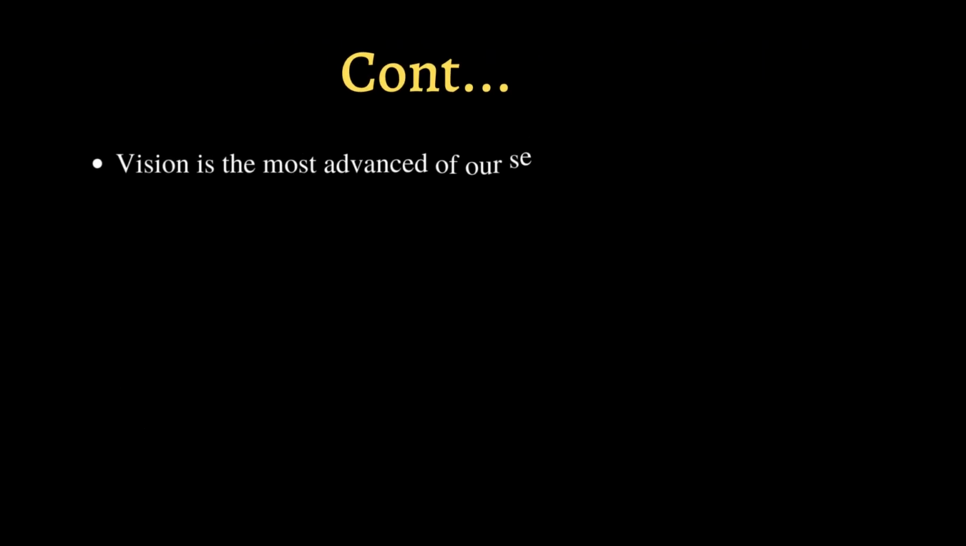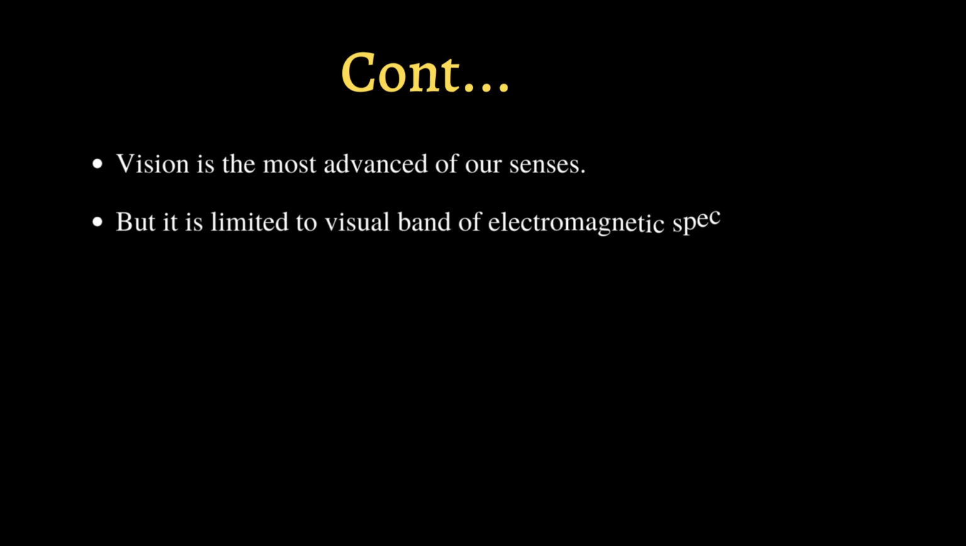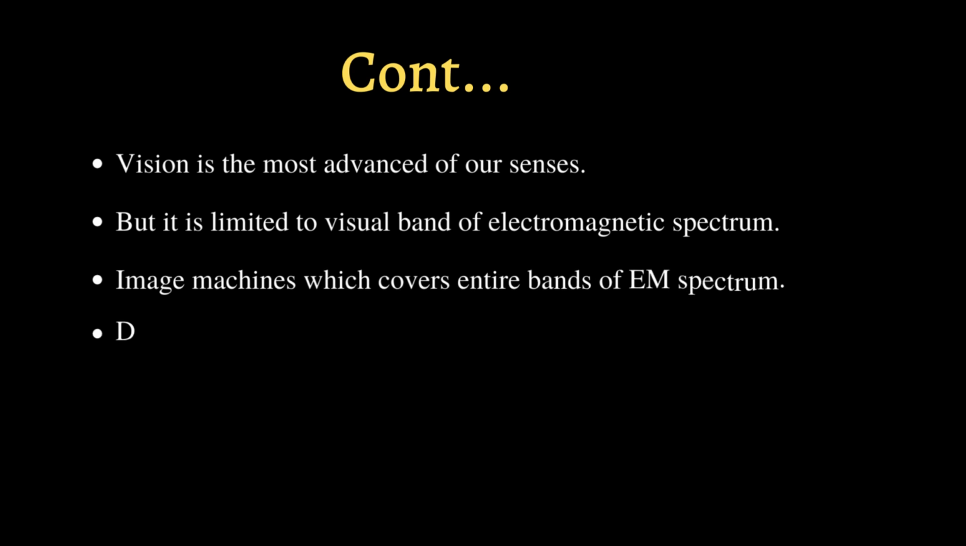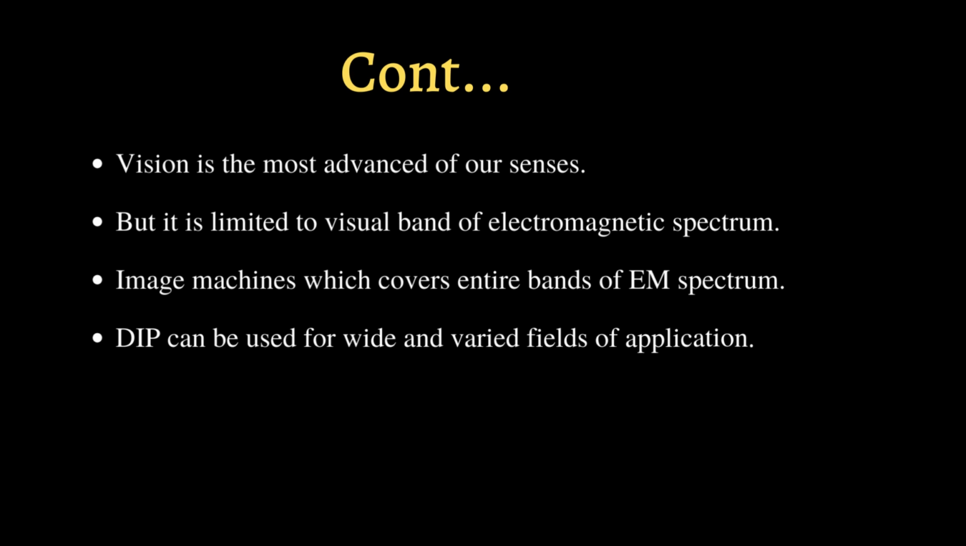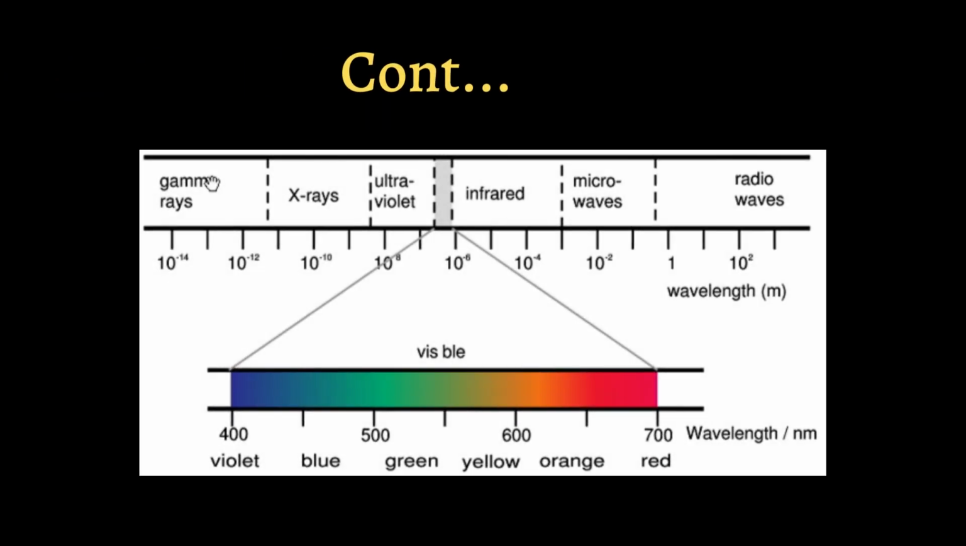Among our sense organs, vision is the most important one, but it is limited to the visible band of the electromagnetic spectrum. In order to overcome that, we use imaging machines to cover the entire band of the electromagnetic spectrum, from gamma rays to radio waves. This is the electromagnetic spectrum, ranging from gamma rays to radio waves. Digital image processing has various applications across the electromagnetic spectrum.